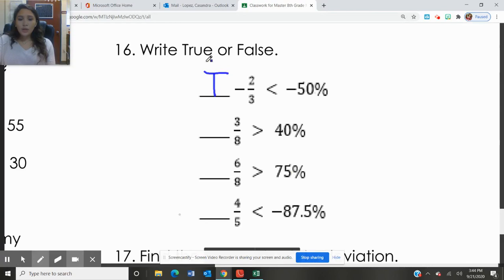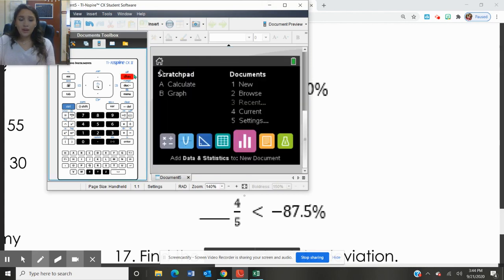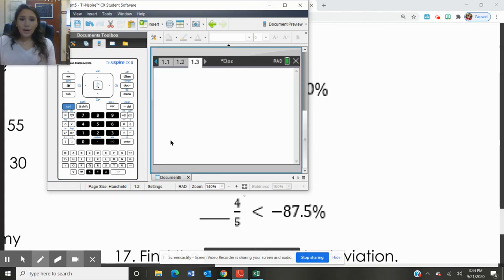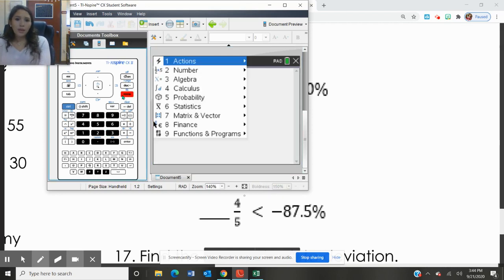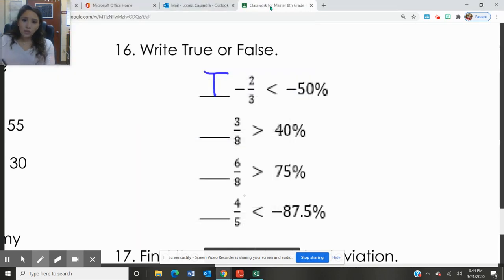Okay, so for this one, we're going to use the calculator to do this. So I have 3 divided by 8, and I want this to be a decimal. So I'm going to use the command menu. I'm going to press 2 for number and 1 to convert to decimal. I'm going to press enter, and this is telling me that the decimal equivalent is 0.375. So 0.375.